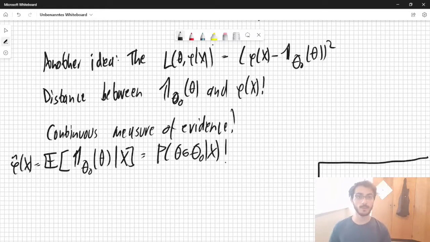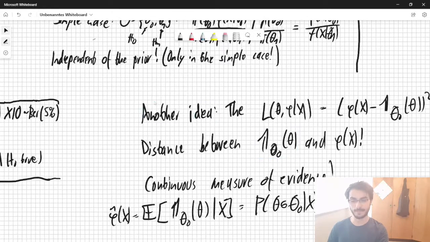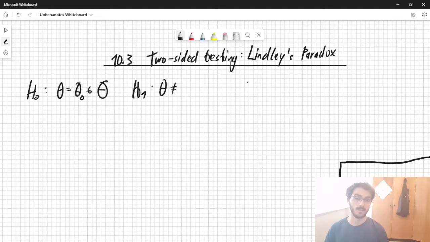Now let's go to one quick example of Bayesian statistics versus classical statistics. The example is the case of two-sided testing. What is two-sided testing? This is the case where H0 just says that theta is equal to some constant, theta 0, just somewhere in theta. And H1 says the opposite, that theta is not equal to this constant. So we test equality.